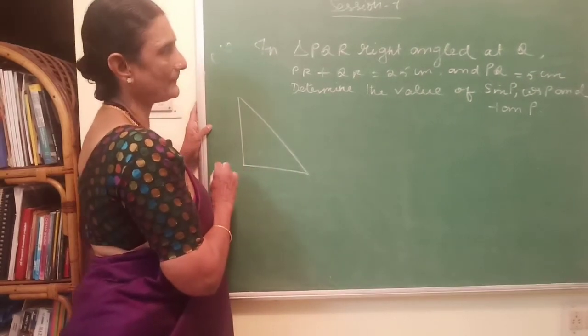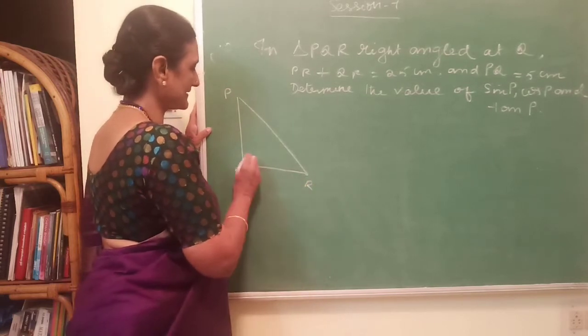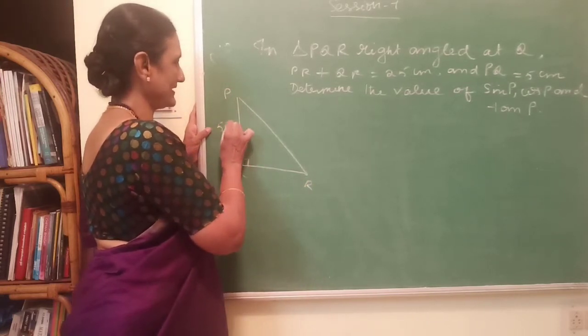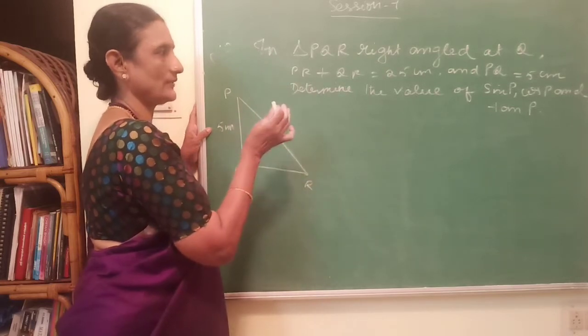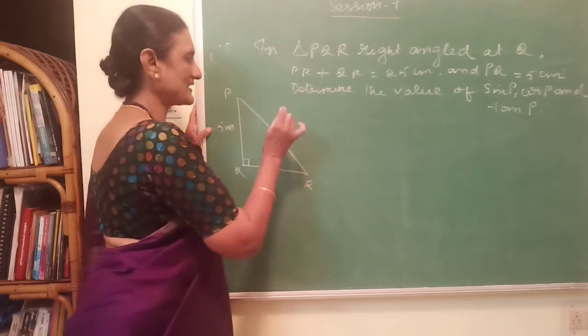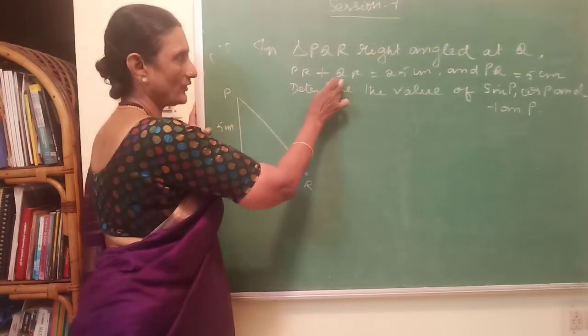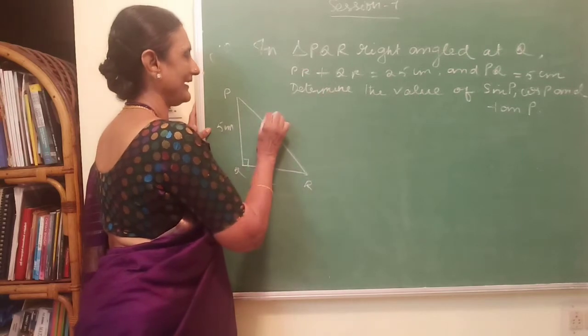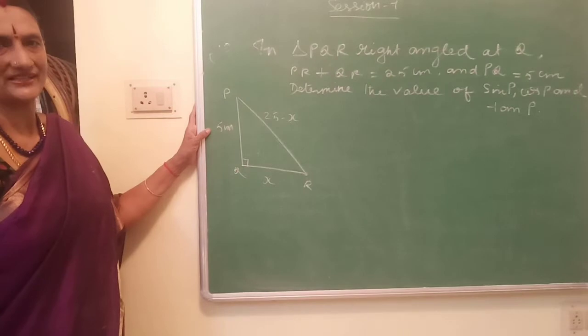And it is given PQ is equal to 5. Let us mark the side as 5 centimeter. And obviously QR plus PR is equal to 25. So let us now keep QR as x. If you take QR as x, what about PR? It is 25 minus x. So this is the first assumption.